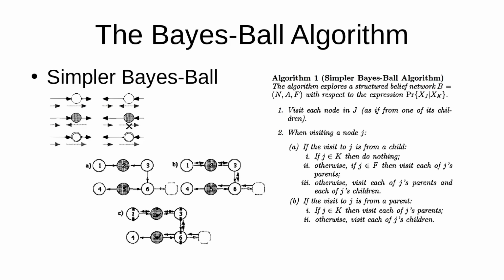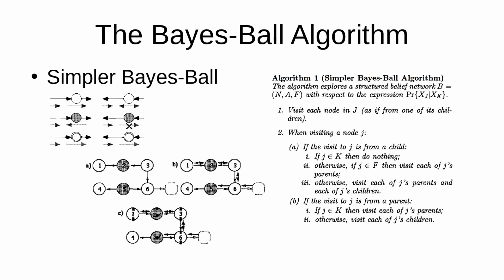The paper then introduces the Bayes-Ball algorithm, which has two versions, a simpler preliminary version and a more refined final version. The simpler version sends a bouncing ball to visit nodes in the belief network, starting from nodes in J, and the ball can either pass through, bounce back, or be blocked depending on the type of node and the direction from which the ball came to visit. The summarized rules are illustrated here.